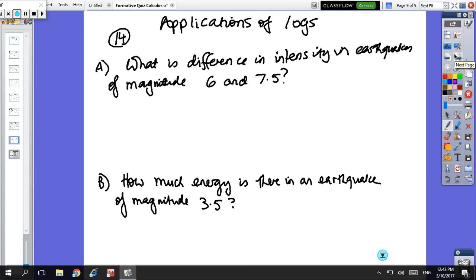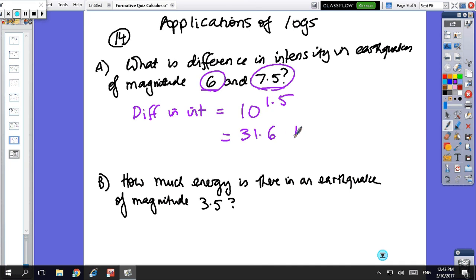Okay, so our last slide is these applications, which is just this last thing. So again, just check your notes for these sort of questions and have a go when you're ready. Okay, so we're back. So the difference in intensity is going to be 10 to the power of the difference, so 10 to the power of 1.5. And on your calculator, find the inverse 10. Yep, I got it. Inverse 10, 1.5. So it's going to be 31.6 times larger. Okay, so difference in intensity is 31.6 times larger.